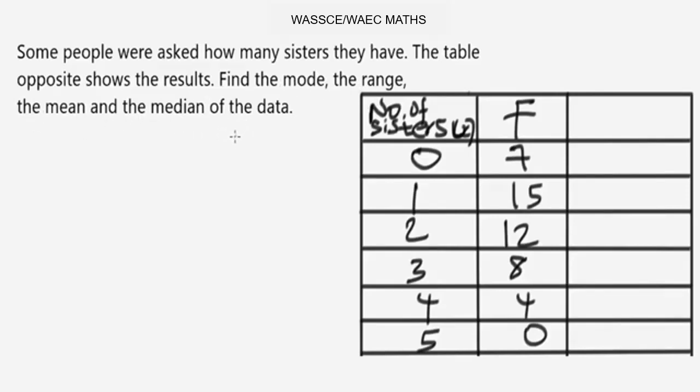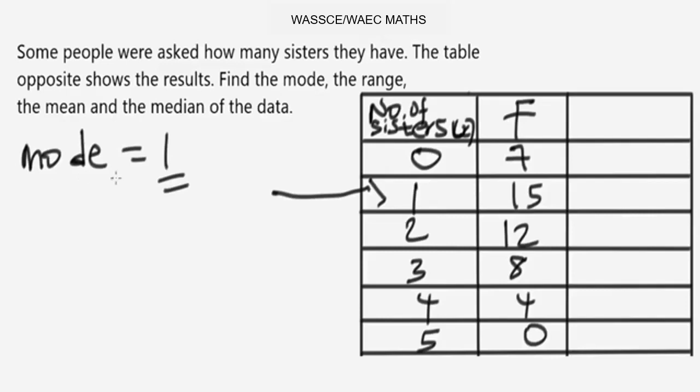Now note that the difference here is that the data is in a table. Let's begin by finding the mode. As we all know, the mode is the highest occurring frequency. The highest occurring frequency in this table is our 1, because 1 is occurring 15 times, which is the highest frequency here. So our mode is 1. That's the answer to this question.